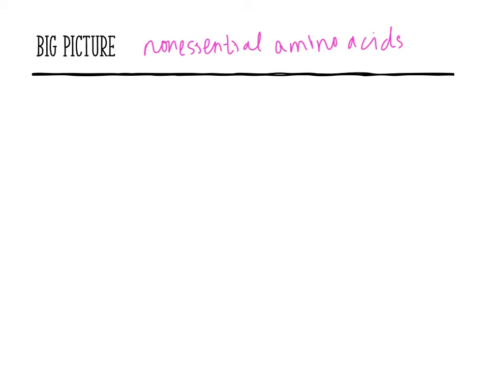The essential amino acids are ones that you must eat. We don't have synthetic pathways to make them in the body, so you have to eat those. So obviously we're not going to go over those. We're only going to do the synthesis of the non-essential amino acids. So I'm going to go ahead and erase that.